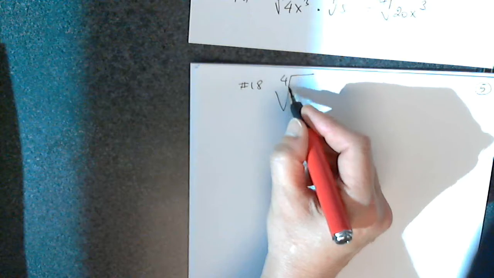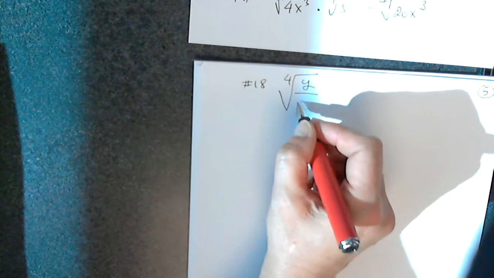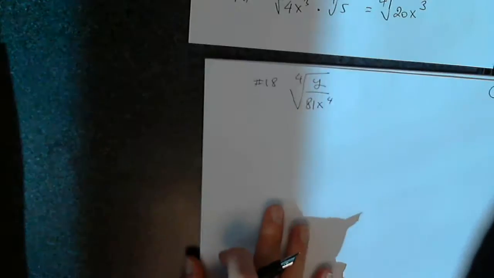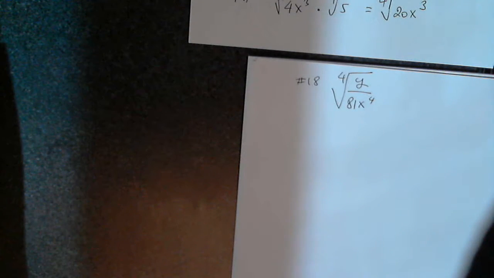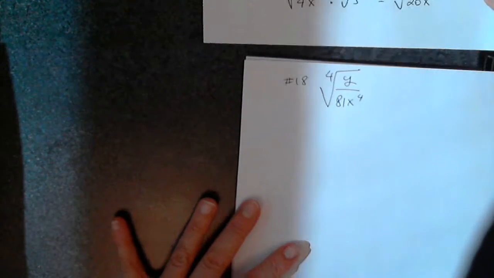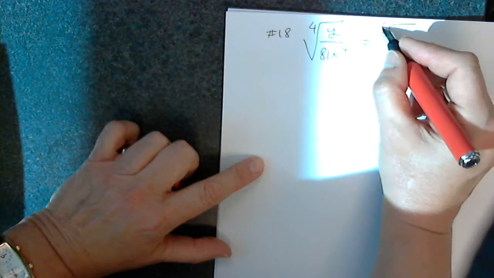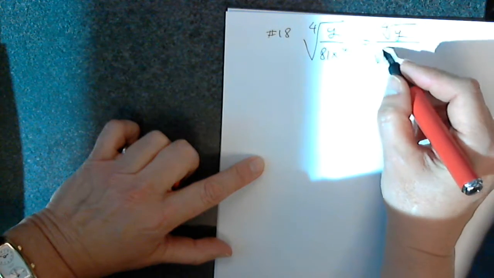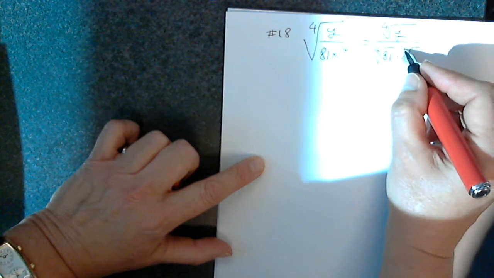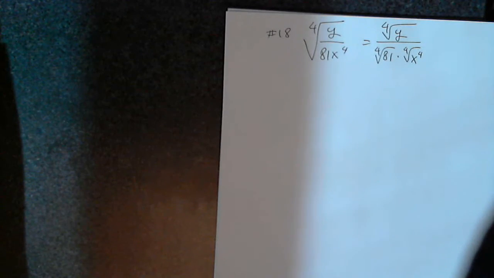The fourth root of y over 81x to the fourth. What will you do first? Yes, I highly recommend it. The fourth root of y over the fourth root of 81 multiplied by the fourth root of x to the fourth. We assume everything is positive. I'm only applying the rules that we discussed. Nothing new yet.